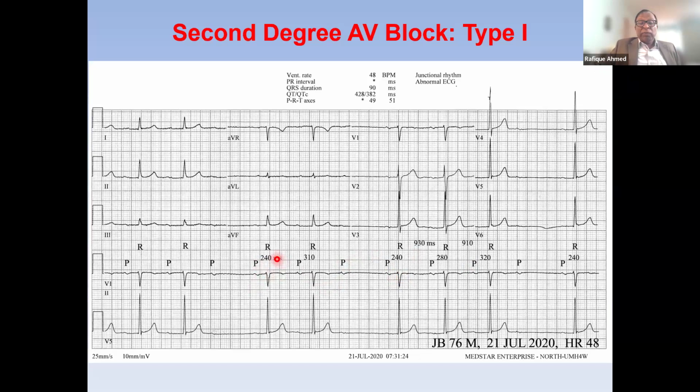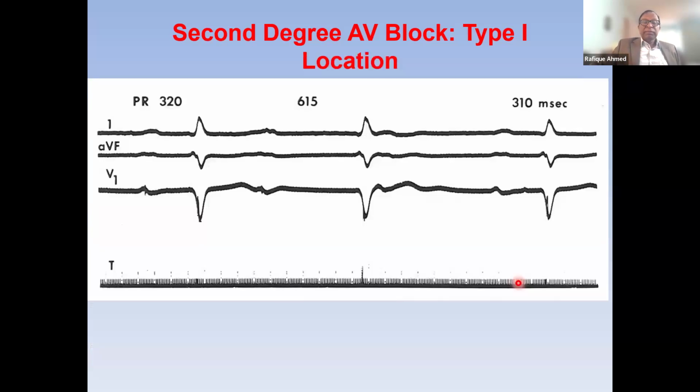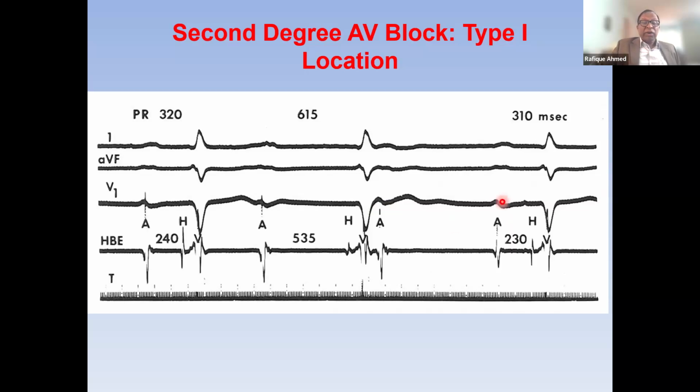Here, PR is 240, 310, blocks, and then back to 240. So this is classic Wenckebach. Again, the PR gets longer, PR gets longer, and then blocks. So where is the block? If we look at the intracardiac recording, this is A to H 240 milliseconds, A to H 535. There is A, but there is no His. That means this block happened at the level of the AV node.